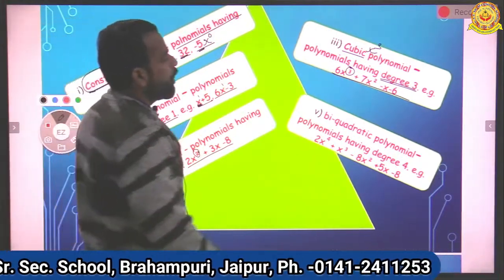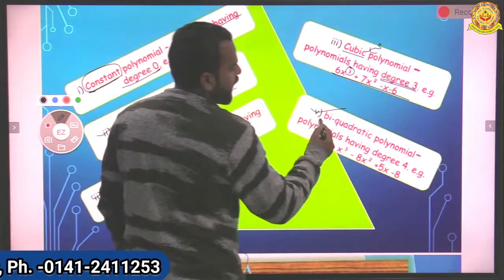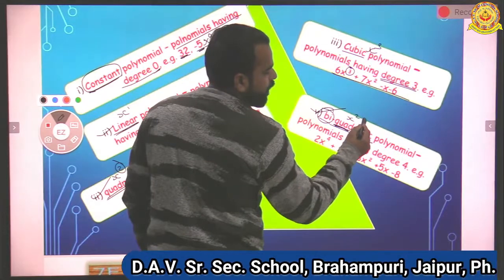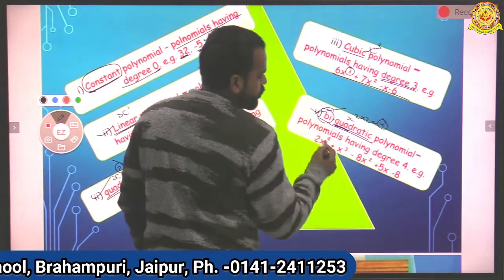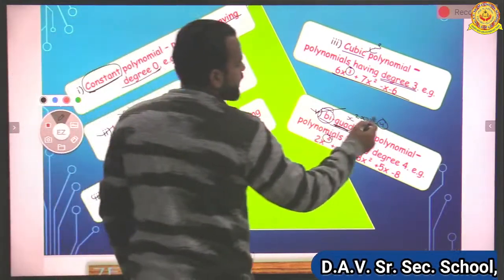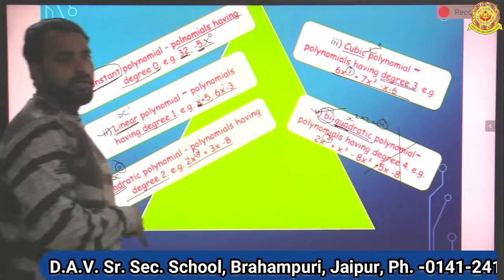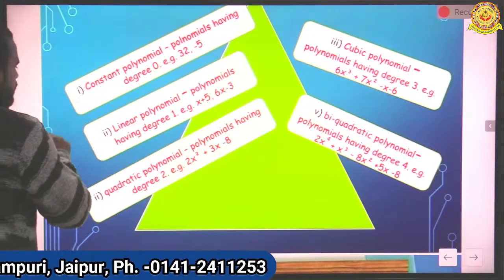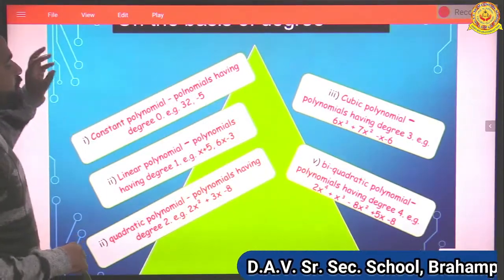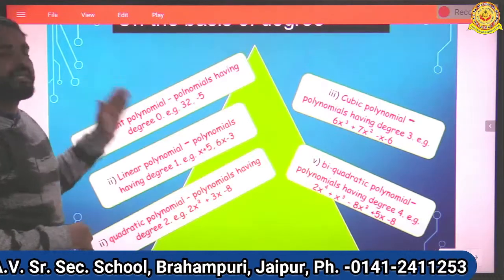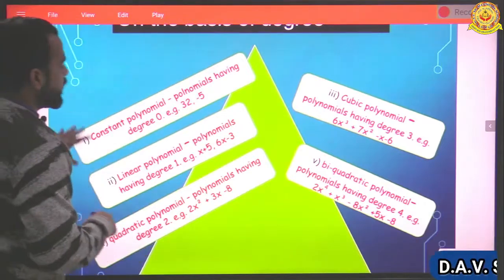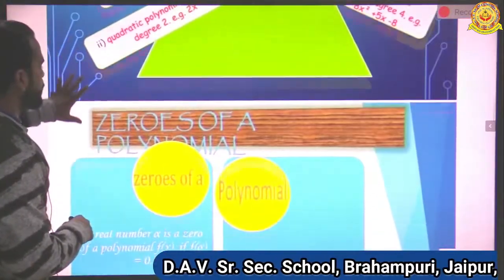Correct? All right. And the last is the biquadratic equation. A quadratic equation has power 2; when it is bi-quadratic, it becomes power 4. So when the maximum power is 4, we call it a biquadratic equation, although it is not in your syllabus. All of you understood? On the basis of degree, we can classify polynomials as degree 0, which is called constant polynomial, linear, quadratic, cubic, and biquadratic polynomial.